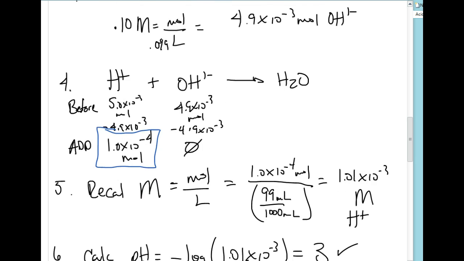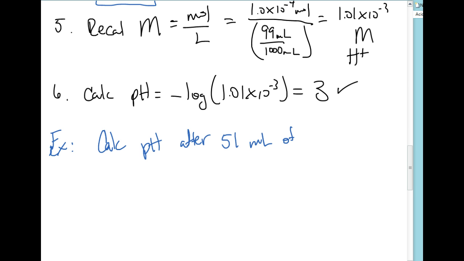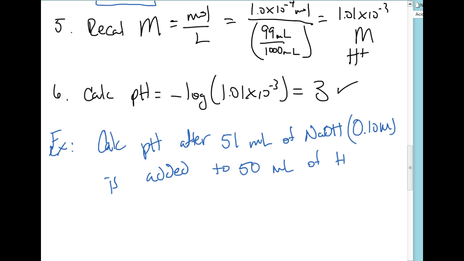Now I'm going to leave you with one additional problem, and I'm not going to give you the answer. I want you to see if you can do it, and we'll talk about it tomorrow. So if we had the same reaction going on, calculate the pH after 51 milliliters of sodium hydroxide, which is 0.10 molar, is added to the original 50 milliliters of HCl.